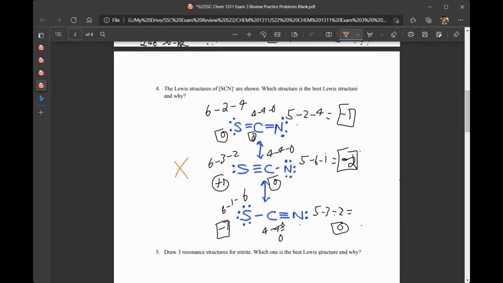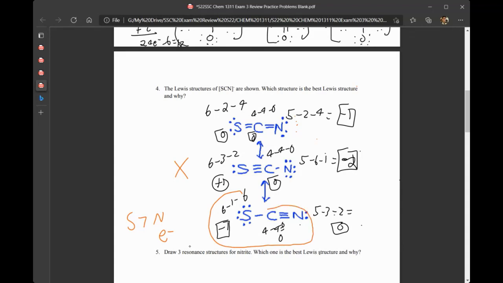If we're comparing the S versus the N, we're going to notice that S is more electronegative than N. So we want to put the -1 charge on the S. So that is going to be the best Lewis structure.